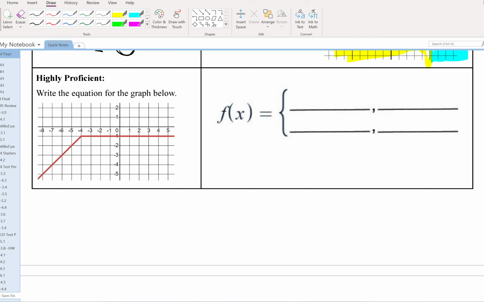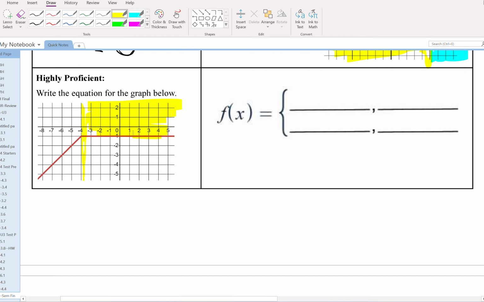Hello, this is a video on piecewise functions, and piecewise functions are like Franken functions. They're made up of different pieces of different functions, and they're kind of put together. So let's look at this particular graph. This has two parts that you can see.